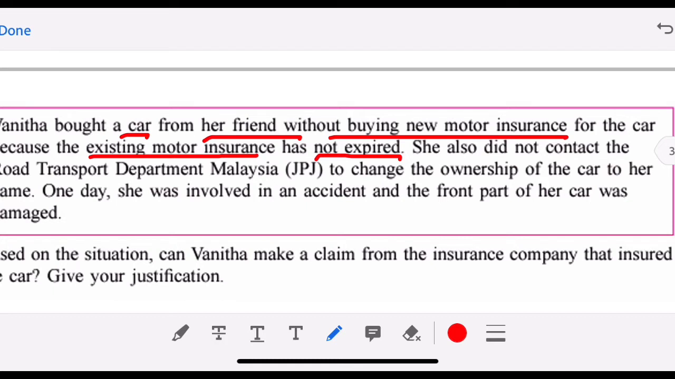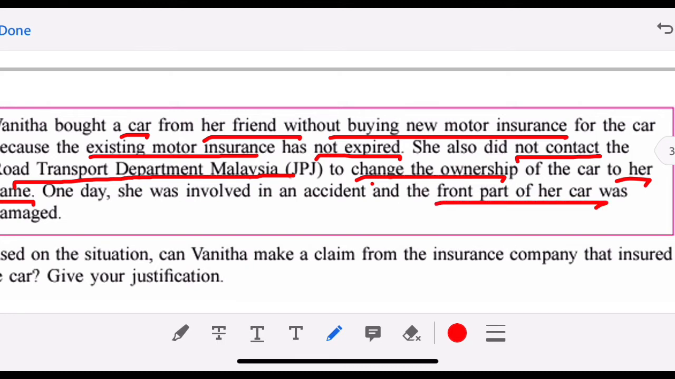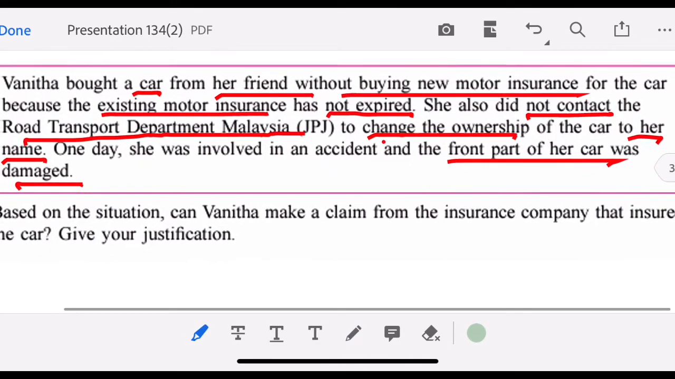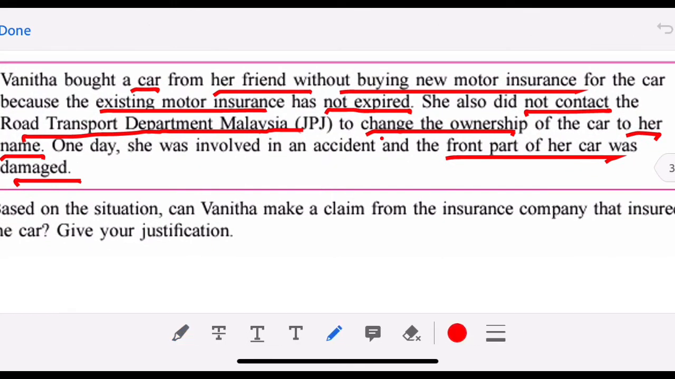She also did not contact the Road Transport Department, Malaysia, JPJ, to change the ownership of the car to her name. One day, she was involved in an accident, and the front part of the car was damaged. Based on the situation, can Juanita make a claim from the insurance company that insured the car and give your justification? What do you think?